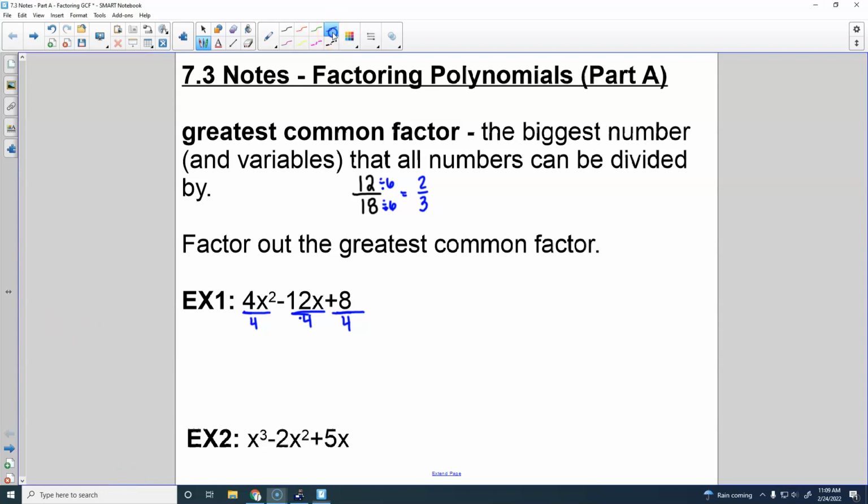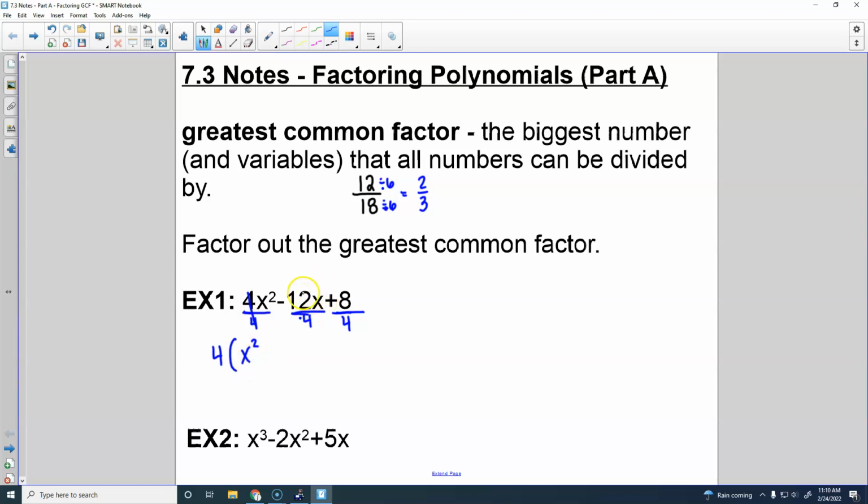Yes, forgot to record. So, talking about greatest common factors. When we divide by 4, I'm going to write that greatest common factor that I divided by out front. Okay? Then, I'm just going to divide. So, 4x squared divided by 4, 4 divided by 4 is just 1. You just get x squared. You can put a 1 in front of it if you want. You don't have to.